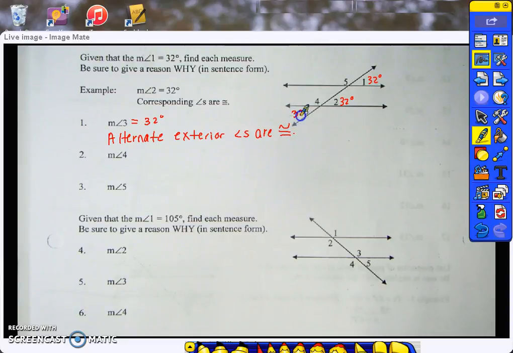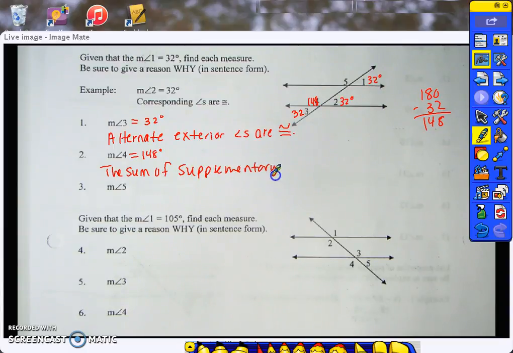Alright, the measure of angle 4. I know that it's going to be a linear pair with angle 3, which means that they're supplementary. 180 minus 32 is 148. But the relationship between angle 4 and angle 1, there's no special name for it, so we just write that they're supplementary. The sum of supplementary angles equals 180 degrees.